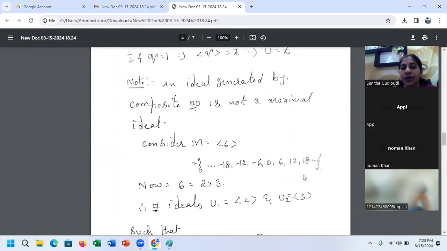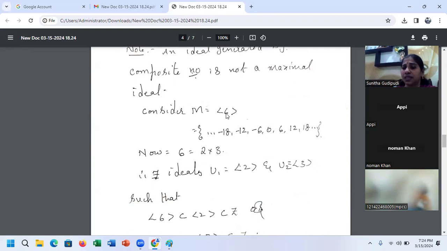So in case it is a composite number, can the ideal become a maximal ideal? Never. Example, let us see. Ideal generated by 6. 6 has two factors, 2 into 3. So ideal generated by 6 is a subset of the ideal generated by 2. So what can I say? This can never be a maximal ideal.